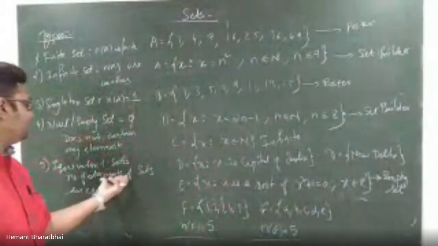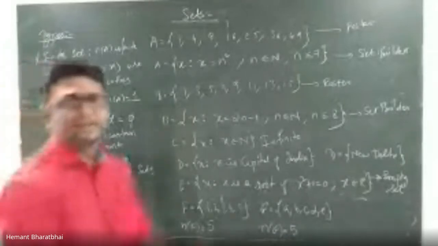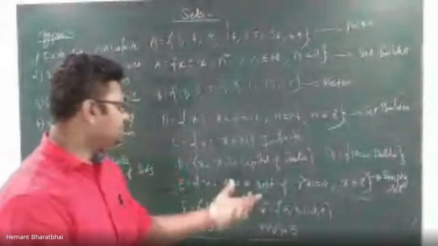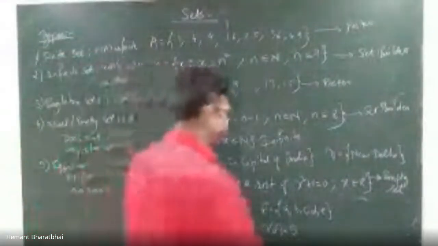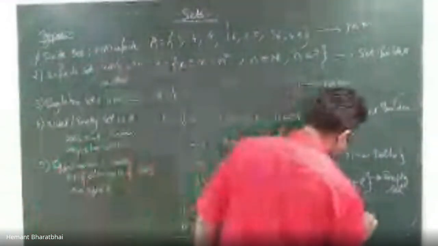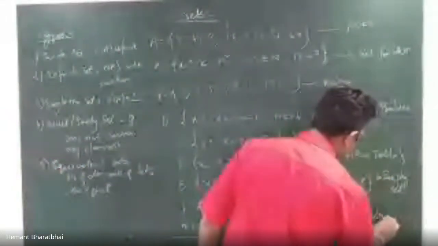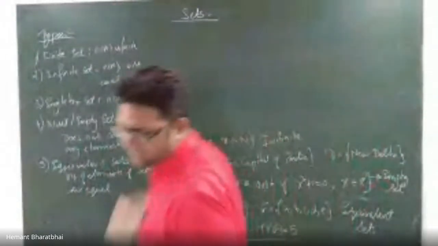If the number of elements of both the sets are equal, then both the sets will be called as equivalent sets, not equal, equivalent. Okay, the number of elements, if they are same, then they call it as equivalent set. Now, let us try to understand when can we say that two sets are equal. This is about equivalent sets.